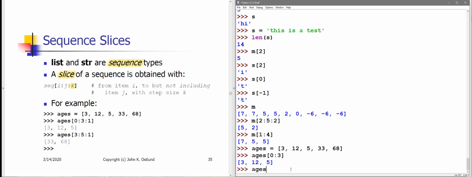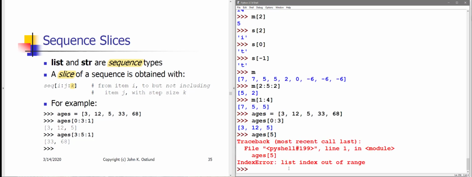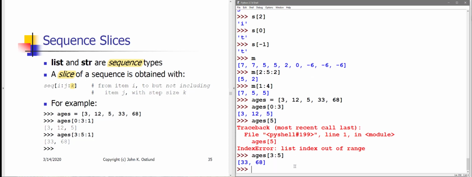On the other hand, if I say ages sub 3 colon 5. Now, if I attempted to use just plain 5 as an index into ages, that would be an error because that's one past the end. But if I ask for a slice from 3 up to but not including 5, that's okay. 5 is one beyond the end, but that's okay. So I'm going to get item sub 3 and item sub 4, but not item sub 5. And that gives me the 33 and the 68.